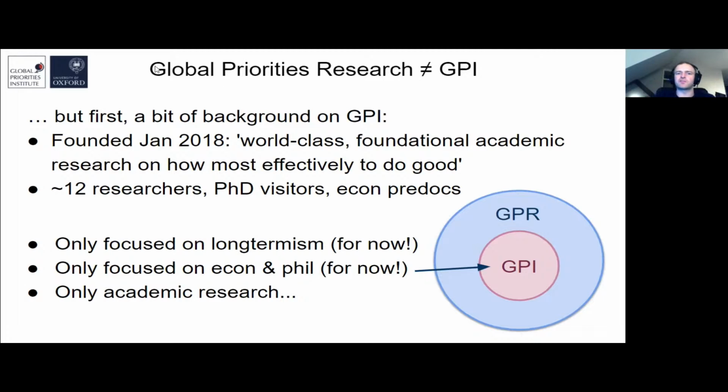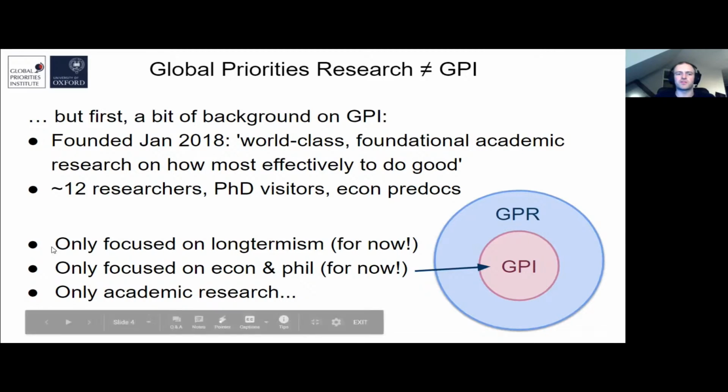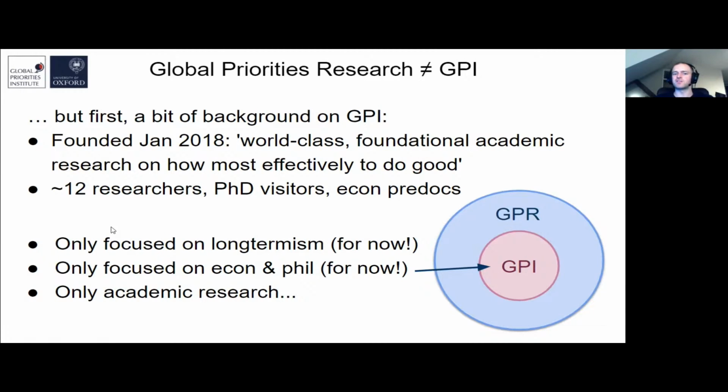So zooming back into this question of what is global priorities research, and my argument that it's not defined by what GPI focuses on, I think there are three key aspects to this. The first is that GPI focuses quite narrowly on research questions related to long-termism. Now, this is true for the time being.